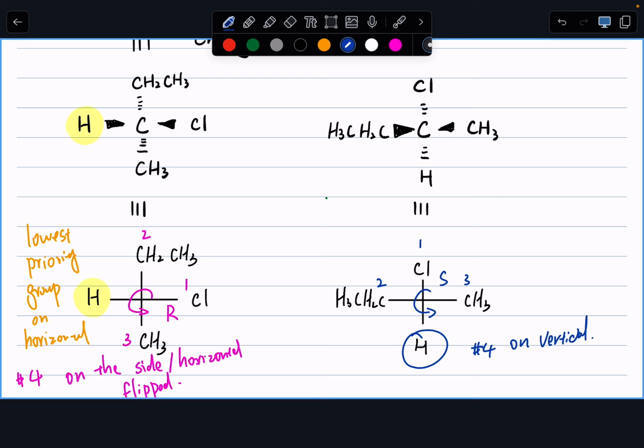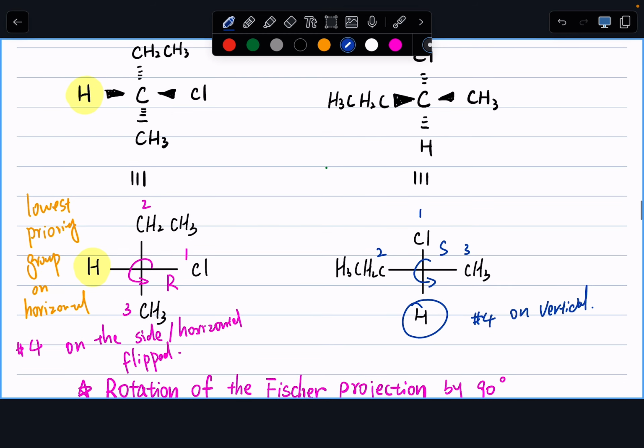Let's do it again, like rotate. Maybe we can do it this way. Let's put it in the same configuration, putting my carbon in the middle. And on the top, I have my CH2CH3. On the left, I have my chlorine. On the right, I have my hydrogen, and I have my methyl group. So these two are the same. We're just changing the perspective of looking at the same molecule, right? And then assigning the stereo configuration. 1, 2, 3, going this way. But my hydrogen is on the horizontal, so this one is still S.